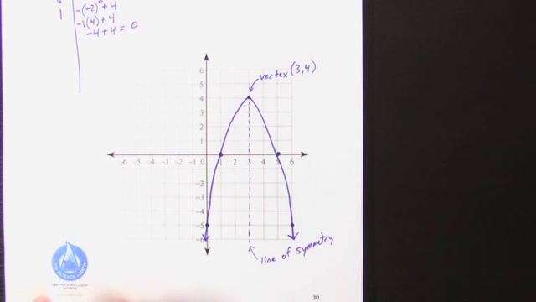So that is graphing quadratics in vertex form. Once you have the equation in vertex form, you get a lot of information about the vertex point and the direction, whether this parabola opens up or down.